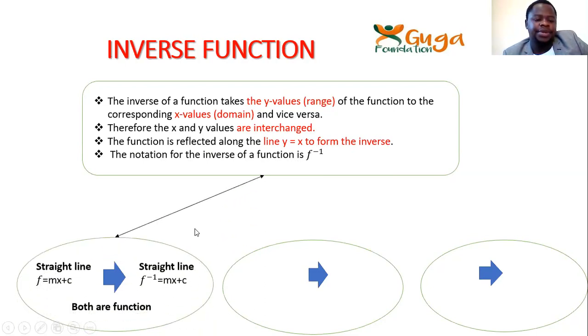Now let's look at the straight line, f equals mx plus c. That's the equation of a straight line. After reflection, it will be f inverse equals mx plus c. And both of them are functions, right? In other words, they are one-to-one functions.